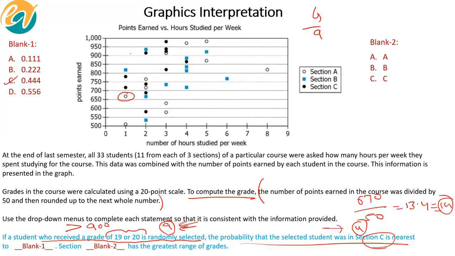What is the constraint, by the way? The constraint is these are the students that would have a grade of 19 or 20. Out of these 9 total possible outcomes, if we are choosing one, what is the probability that the student belongs to section C? The number of favorable outcomes is 4 because 4 students belong to section C. Clear? So 0.444, 4 by 9.